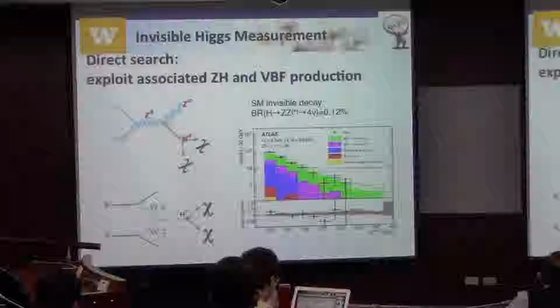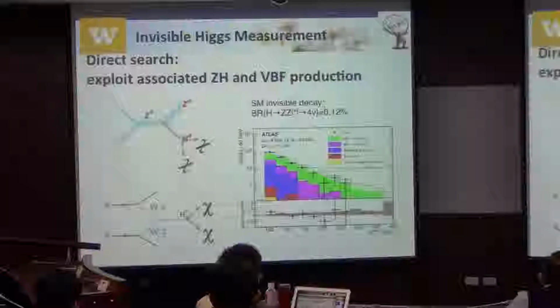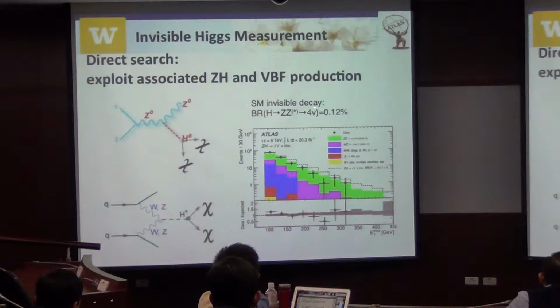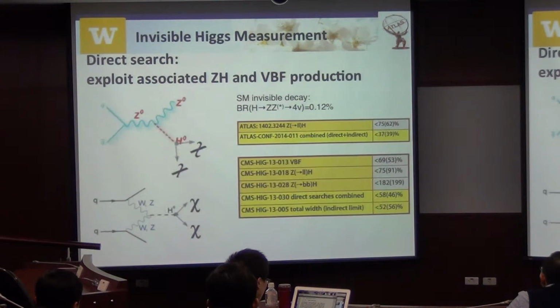This is very small. It's only a 0.12% branching ratio. So if you fit this and have a large coupling with the Higgs, you have a chance to see it, and it could be quite a convincing signature, different from the Standard Model. And this is the result. So both ATLAS and CMS have carried out the invisible Higgs measurement. And this is our understanding.